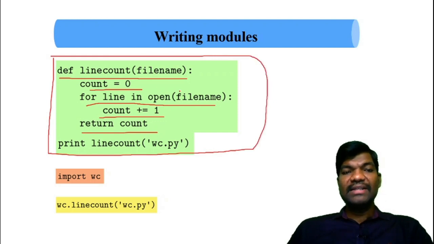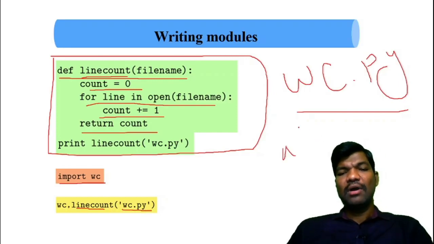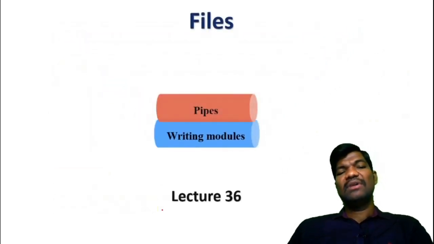You are importing this wc, which is wc.py. You are importing this file as a module. So import wc, dot, what is the function here? linecount of, give the file name. Not only this file name, any file name you can give, add dot py. What is the main purpose here? You are counting the lines. So that's the concept of writing modules.